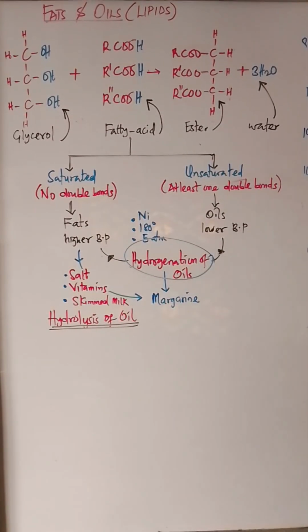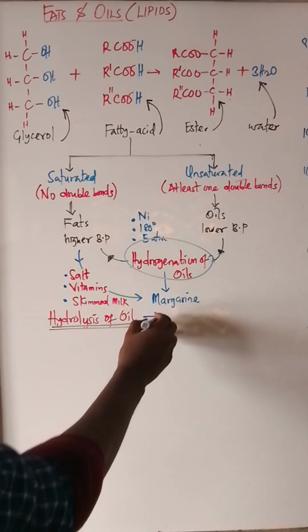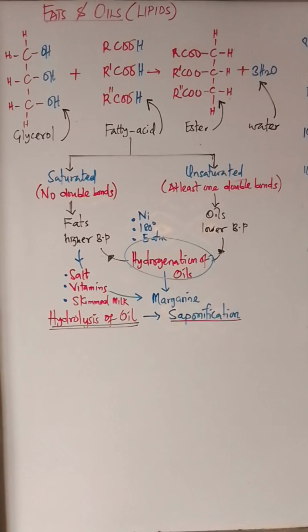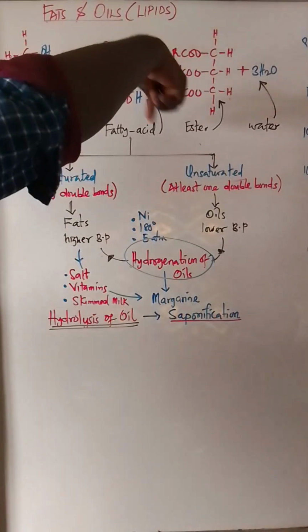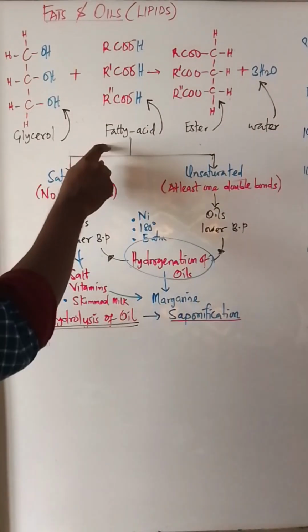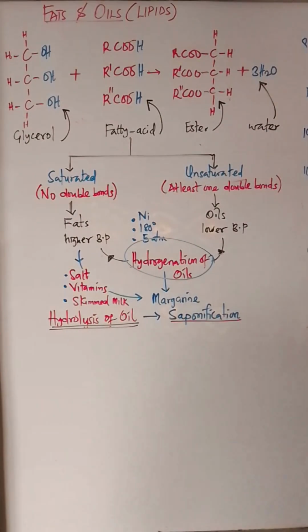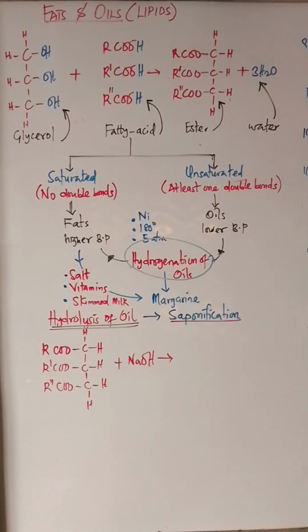Now let's talk about hydrolysis of oil, which is a concept called saponification, formation of soap. Notice that these esters here are what we refer to as fat and oil. This fatty acid with glycerol giving us fat and oil, they are all esters. So if you take this ester now, then we hydrolyze it using caustic soda. Now what do you think will happen?